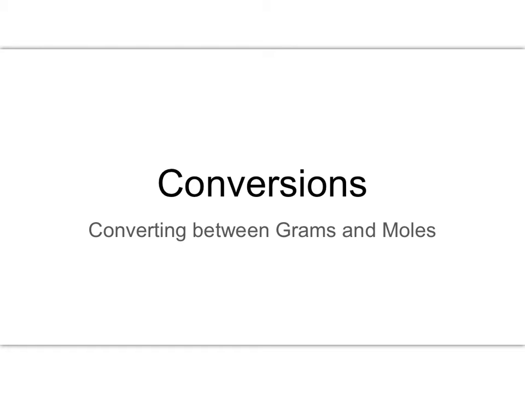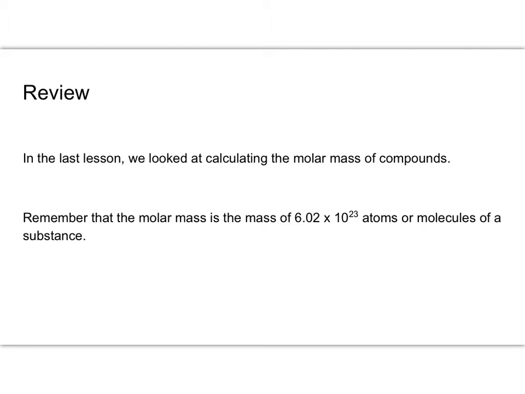All right, so in this lesson, we're going to be reviewing the conversions between grams, which is mass, and moles. In the last lesson, we talked about the molar mass of compounds. Well, remember, the molar mass of a compound is the mass of 1 mole. So it's in grams, that's the unit for mass. So it's how many grams are there in 1 mole of compound.